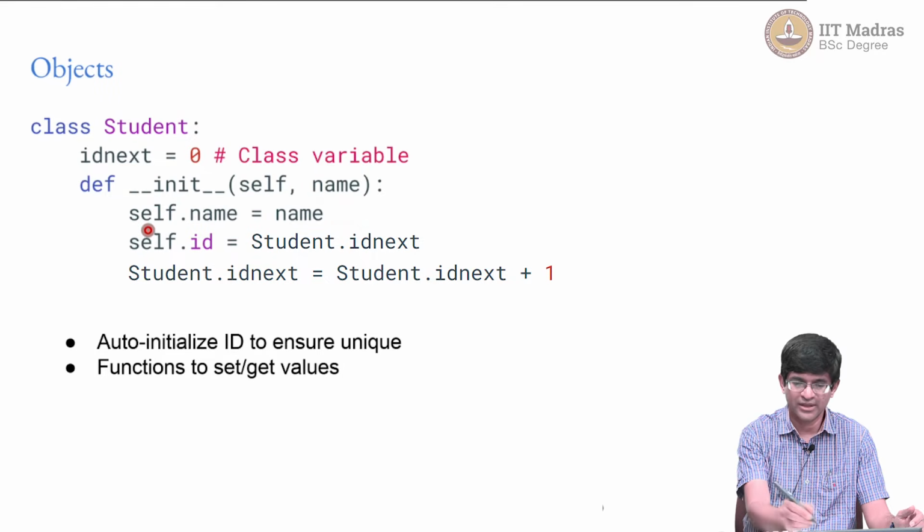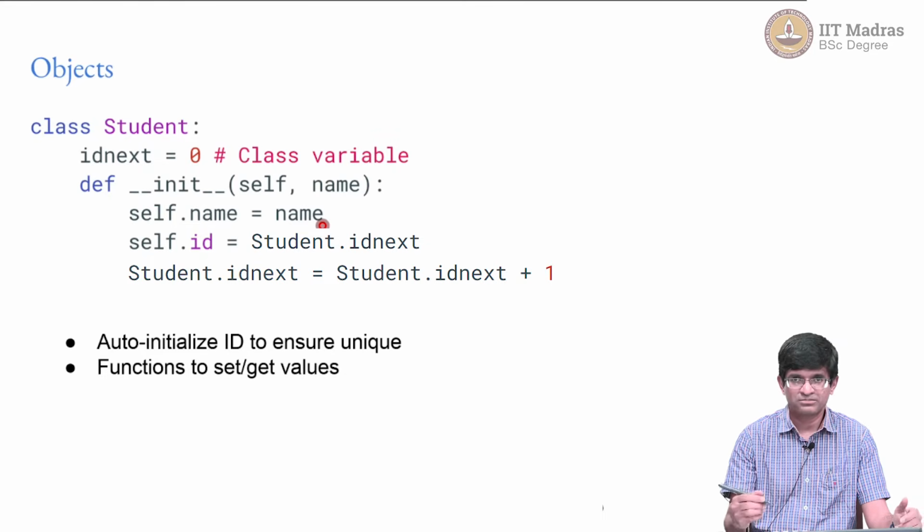What does it do with that name? It just assigns it to the instance variable over here. Self.name is equal to name, which means that when I create a new student with a given name, that name gets assigned to the self.name, or the object variable corresponding to that particular instance.